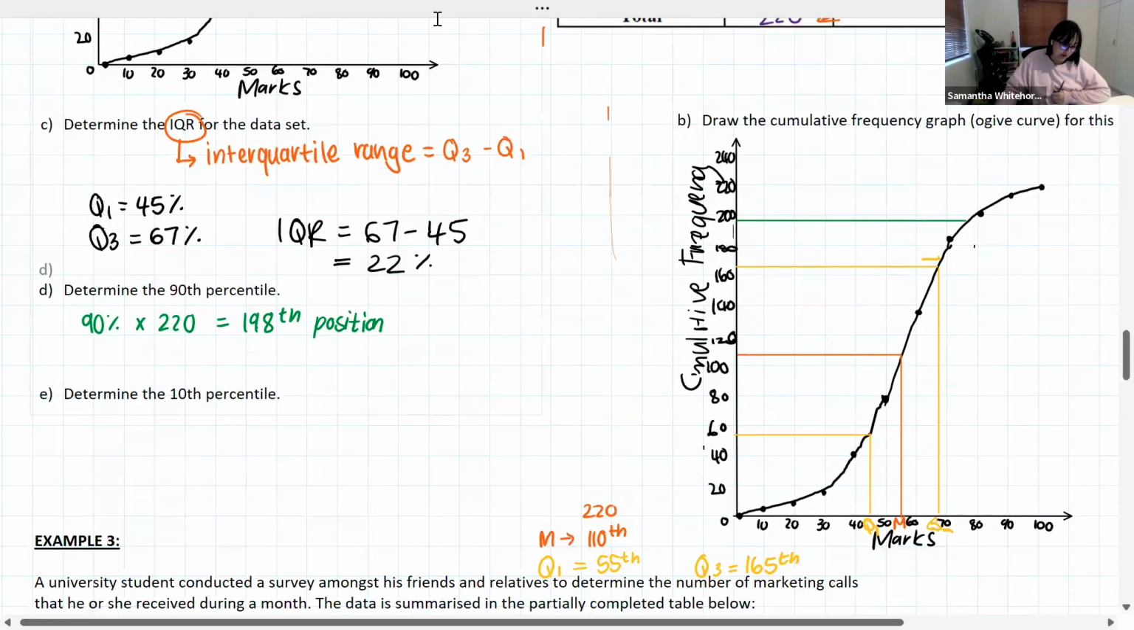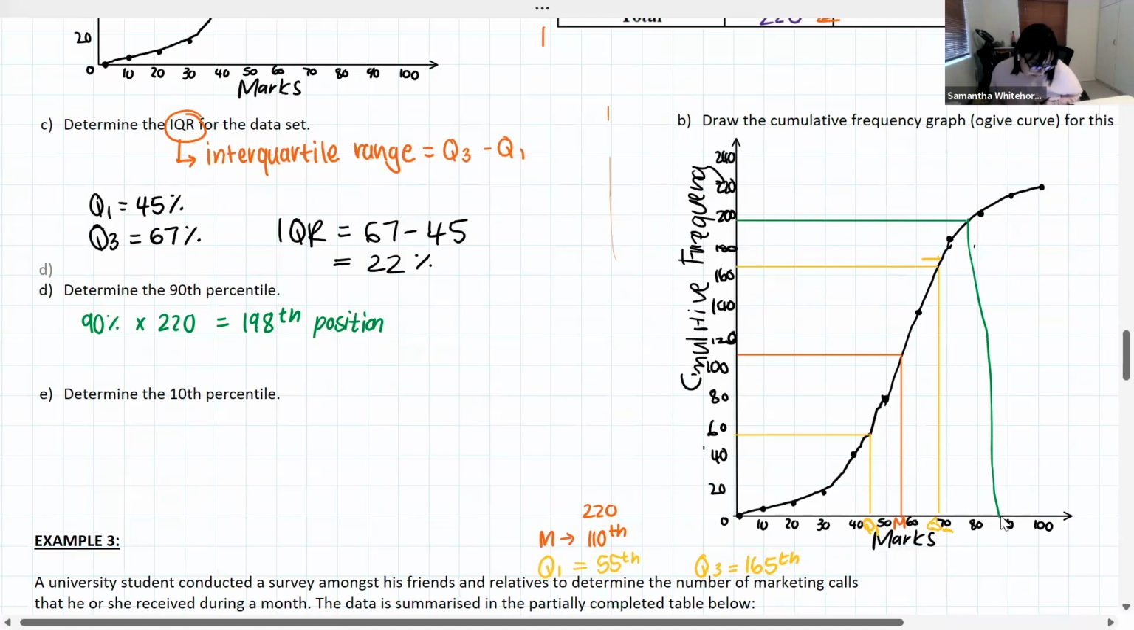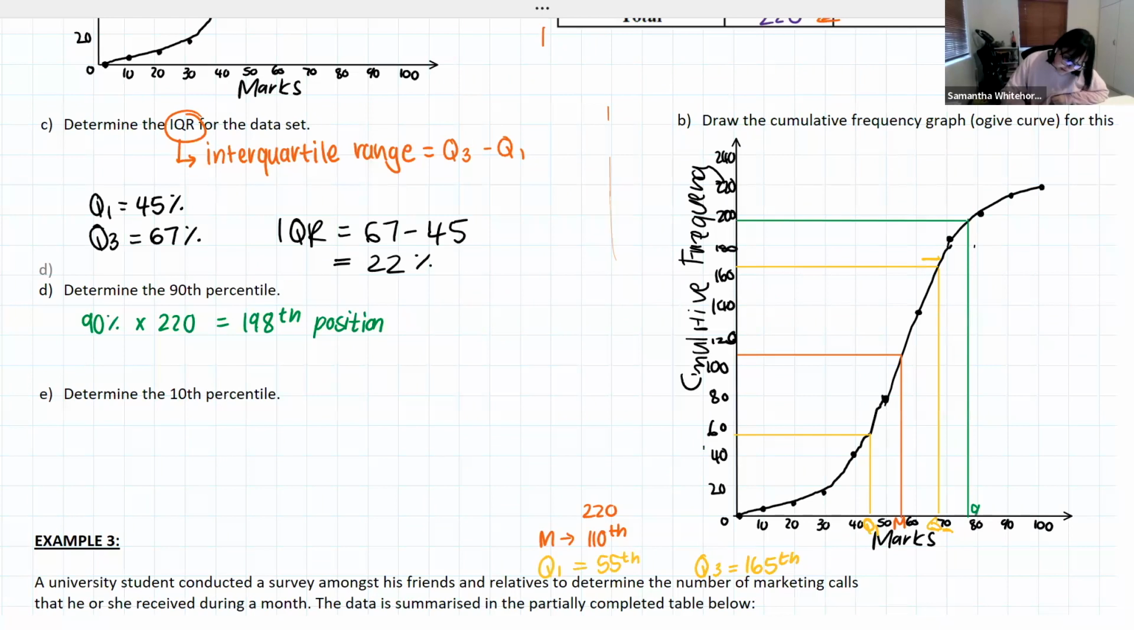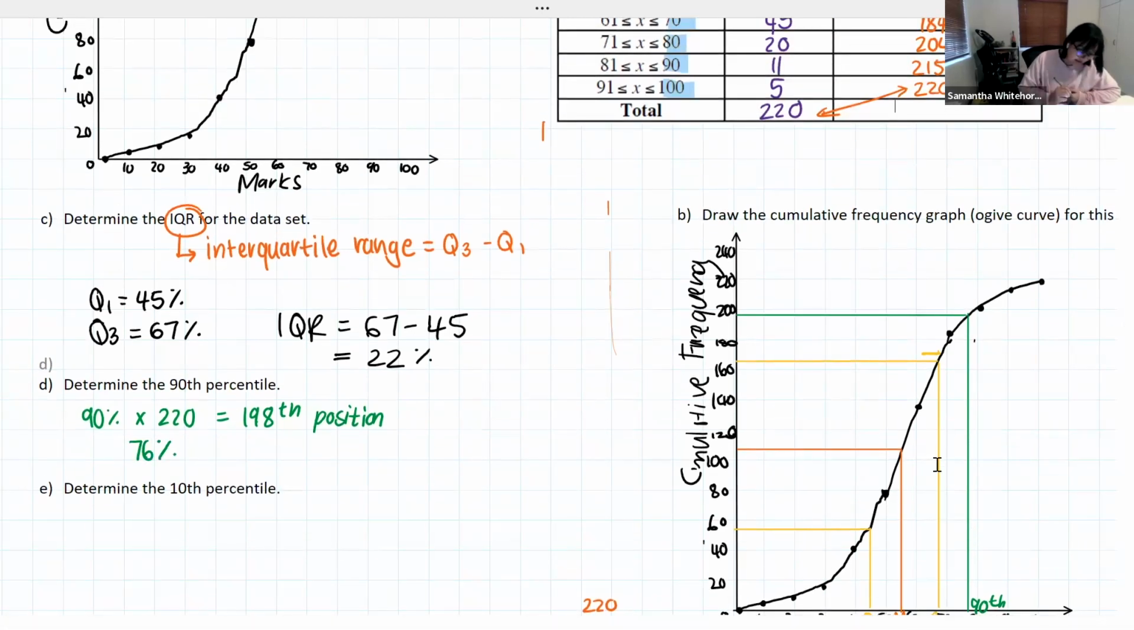Once we hit our ogive, we now go down. Again, with your ruler, drop it down. Okay, drop it down. There we go. And this would be our 90th percentile. That's just before 80. I'm going to go with like 76. So the 90th percentile is 76%.